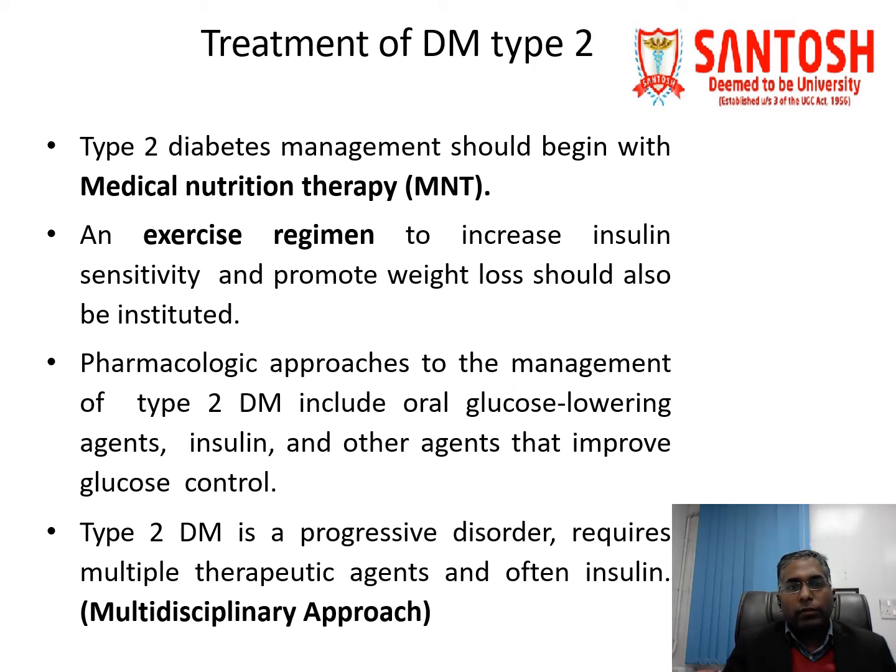Pharmacological approaches to the management of type 2 diabetes mellitus include oral glucose lowering agents, insulin, and other agents that improve glucose control. Type 2 diabetes mellitus is a progressive disorder, requires multiple therapeutic agents and often insulin. So it's not a single line approach or single person approach. The treatment of type 2 diabetes mellitus is always a multidisciplinary approach, in which help from various specialties will be taken depending on the presence of complications or requirements of the person.